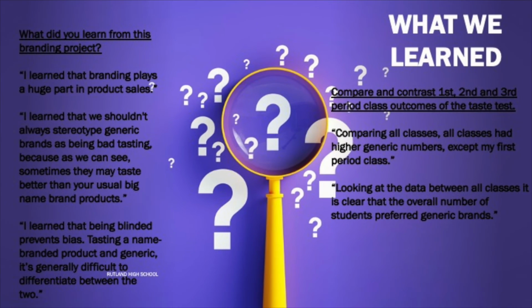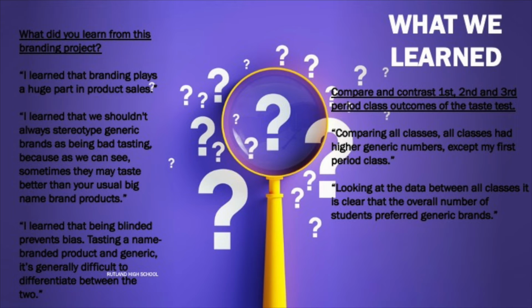What did you learn from this branding project? I learned that branding plays a huge part in product sales. I learned that being blinded prevents bias. Tasting a name brand product and generic, it's generally difficult to differentiate between the two. I learned that we should not always stereotype generic brands as being bad tasting because, as we can see, sometimes they may taste better than your usual big name brand products.